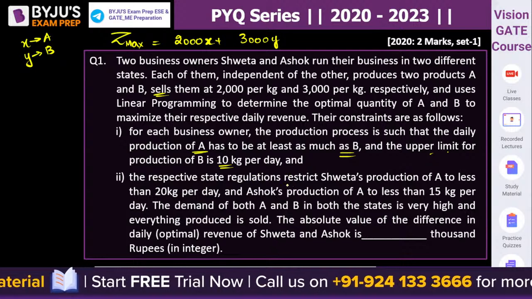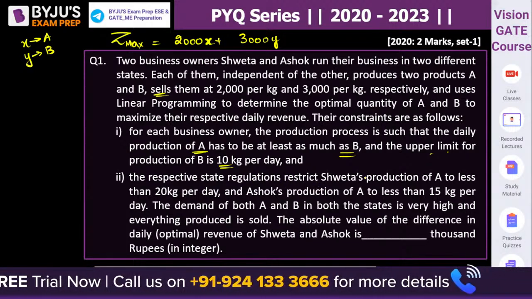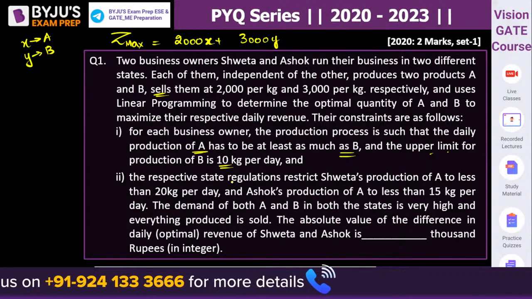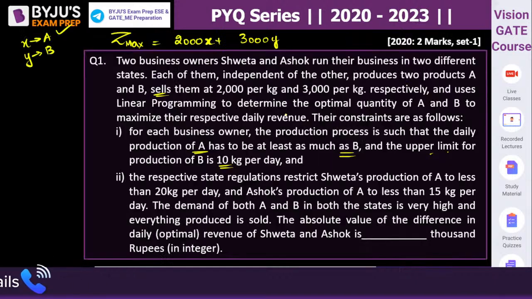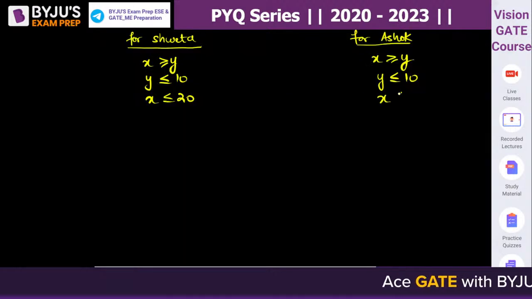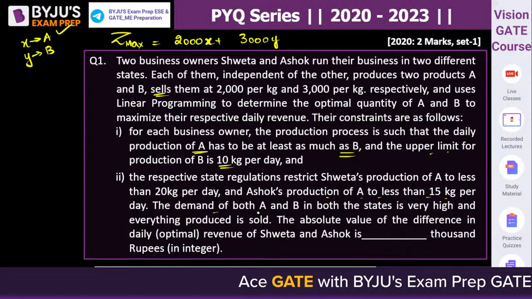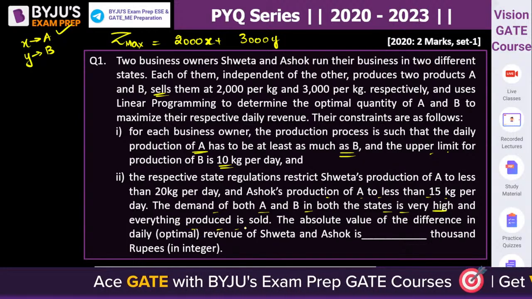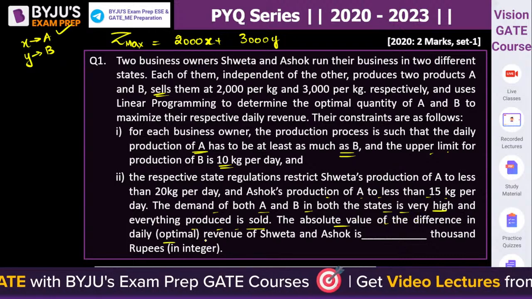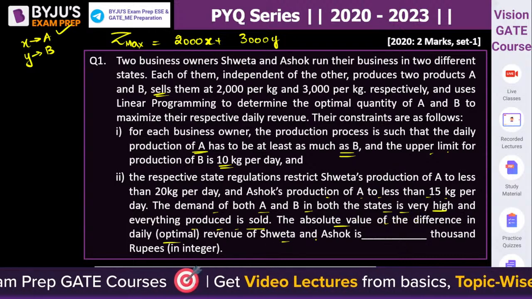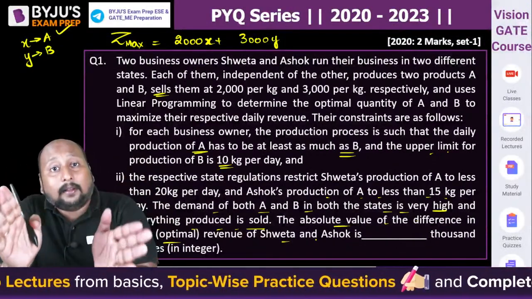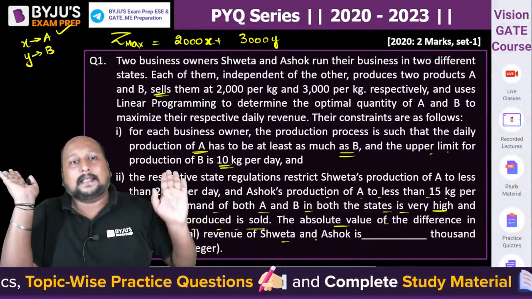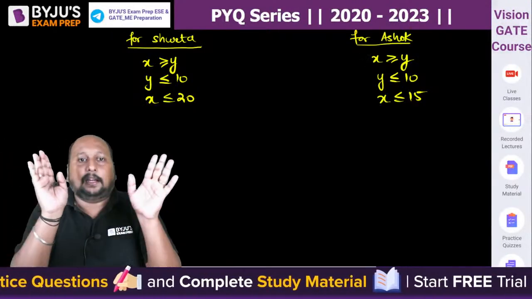For respective state regulation, it restricts Shweta's production of A to less than 20 per day. A is X, so we can say X is less than or equal to 20, right? And Ashok's production of A is less than 15 kg per day, right? The demand for A and B in both the states is very high and everything is being sold. We need the absolute value of the difference in the optimum values of Shweta and Ashok. So the question is very easy. What you have to do is calculate the difference of the optimal values for Shweta and Ashok. That's it.